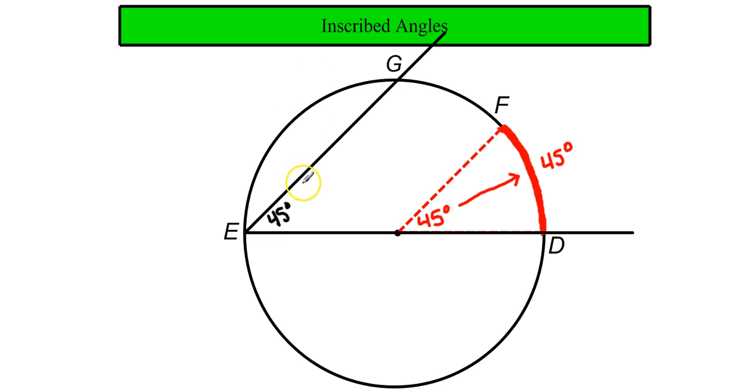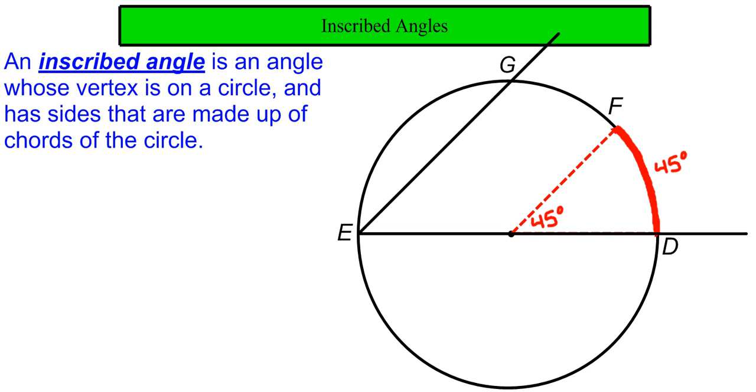First and foremost, this is now obviously not a central angle. Its vertex is not on the center. It's what we call an inscribed angle. An inscribed angle is an angle whose vertex is on the circle. It has sides that are made up of chords on the circle. So this chord EG would make up the side of this angle, ED would make up the other side, and so on. But most importantly, angle GED is an inscribed angle.